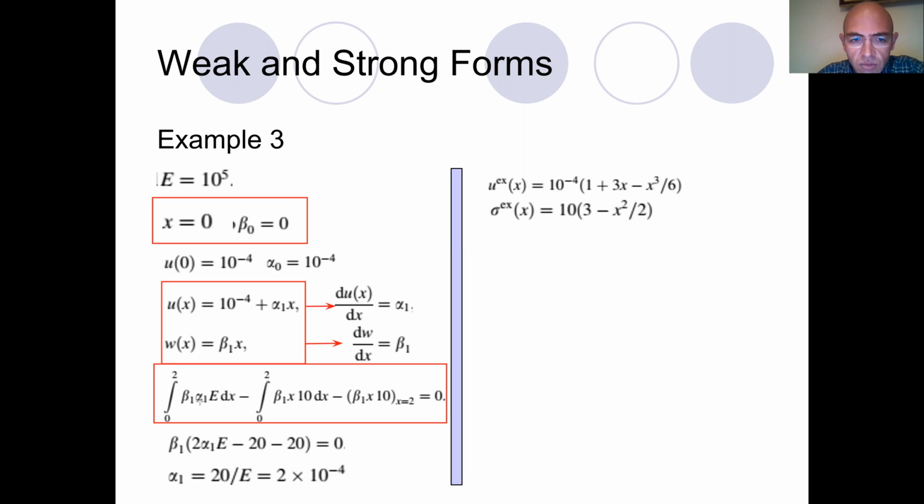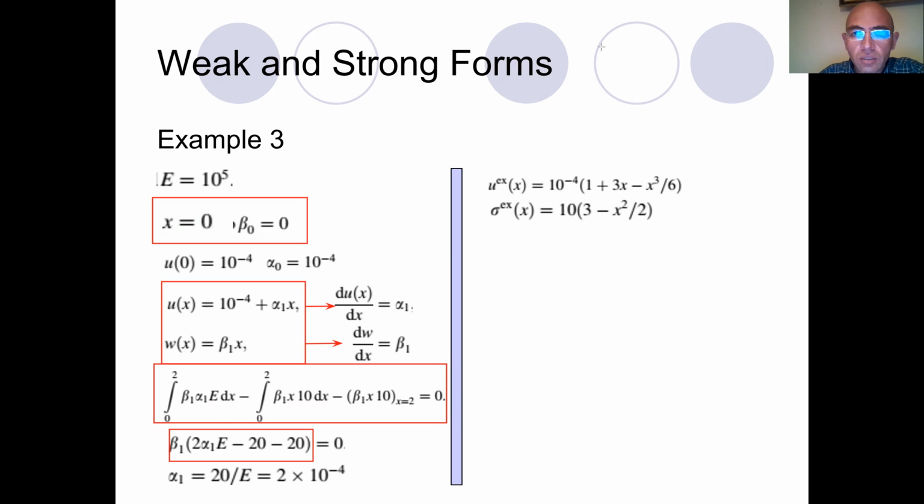So if I integrate this expression, for example, it is going to be from 0 to 2 of x, and this will give me x squared divided by 2 from 0 to 2, and this will give me 20 beta 1. If I take out beta 1 outside the parentheses, what I'm going to get is beta 1 multiplied by (2 alpha 1 E minus 20 minus 20), and this has to be equal to 0.